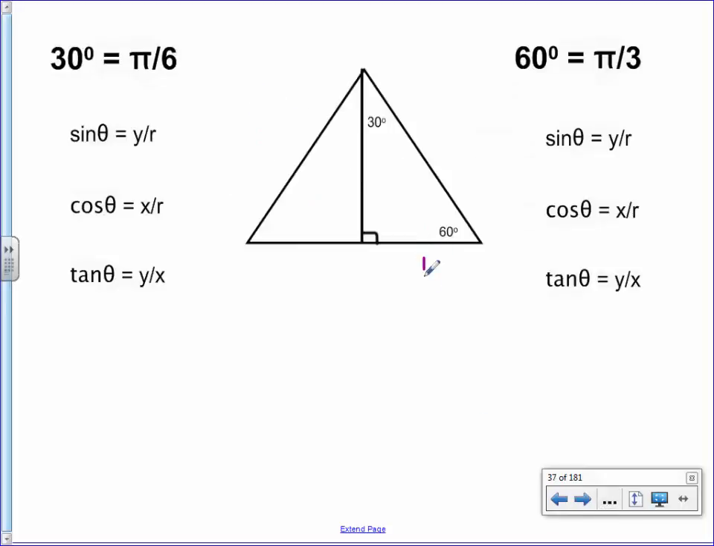For the other triangle, where it goes 1, 2, square root of 3, for this one here, 30 degrees is pi over 6, and 60 degrees is pi over 3. So the way I recall that one is that the one with the 3 actually needs the 6 in the other unit, and the one with the 6 needs the 3 in the other unit.